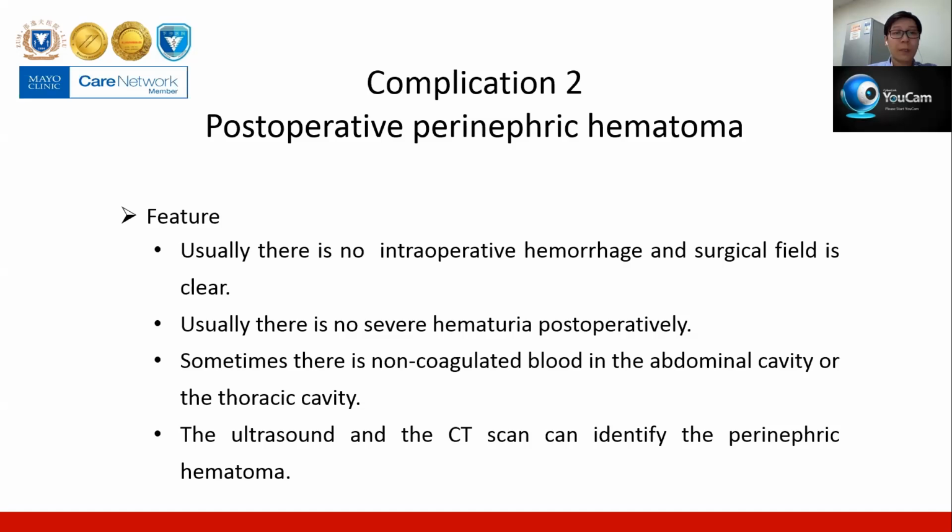And sometimes there's non-coagulated blood in the abdominal cavity or the thoracic cavity. These non-coagulated blood infiltrates through the peritoneum and the fluid. Sometimes the hemothorax will influence respiration, and a thoracic drainage is needed. And lastly, the ultrasound and the CT scan can identify the perinephric hematoma.